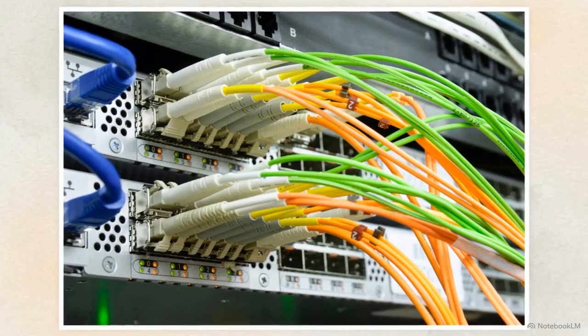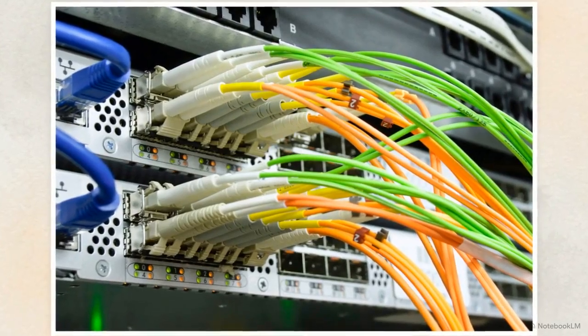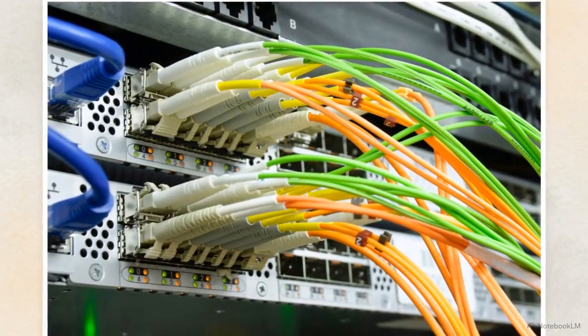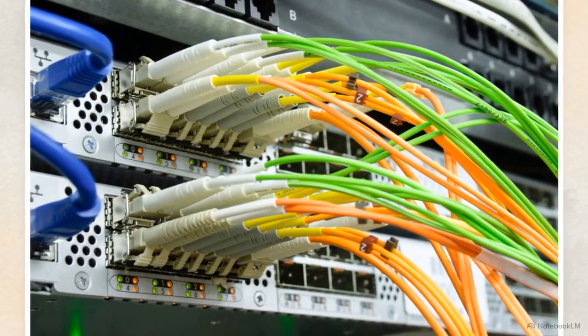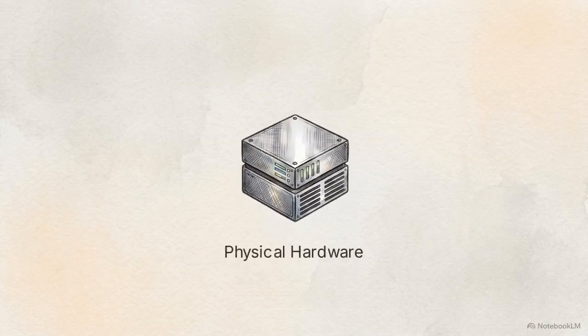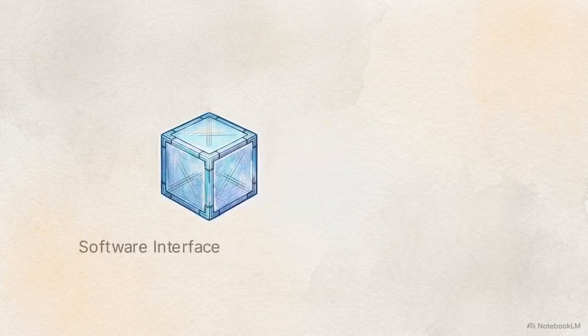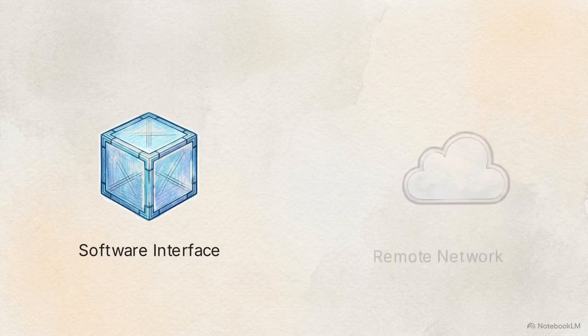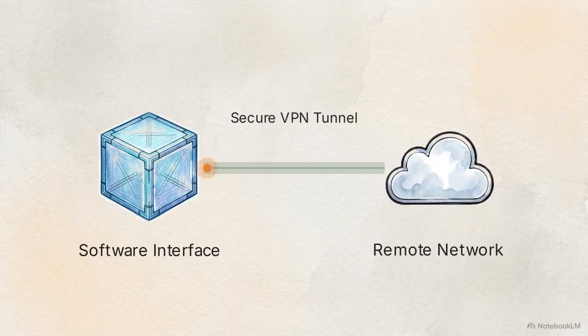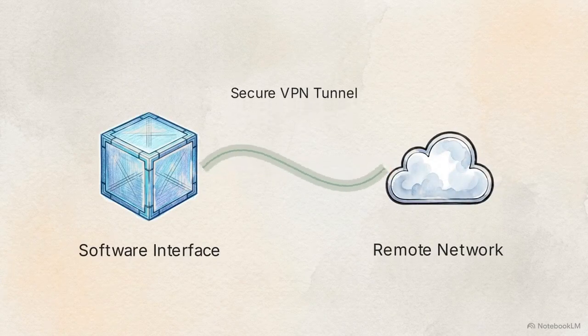Some of these interfaces are physical. This fiber optic setup is a hardware-based transmission line, using light signals to move massive amounts of data through glass strands. Other interfaces exist only in software. These virtual doors allow for internal testing through loopbacks or secure remote connections via VPN tunnels, providing flexibility that hardware alone cannot match.